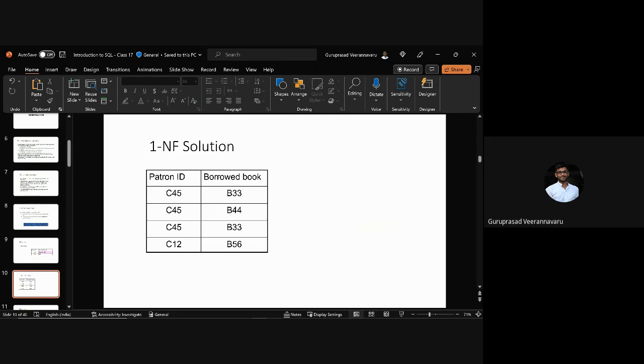So this is first normal form. Next is 2NF. So what is 2NF? Okay. Sir, here we are increasing the number of rows in the table, so will that affect storage or anything? Increase in storage.